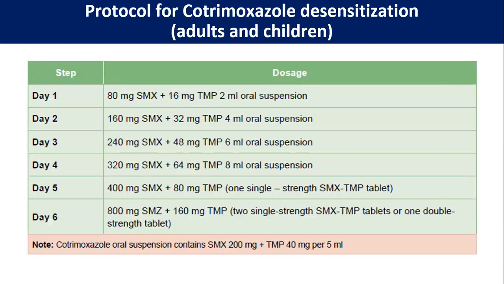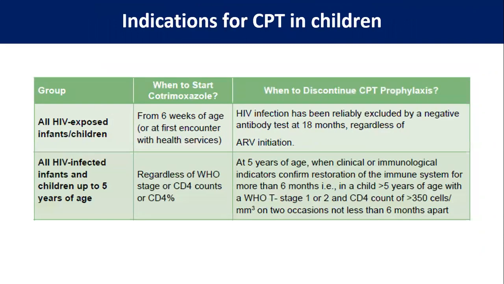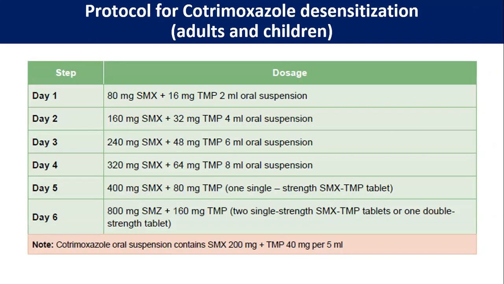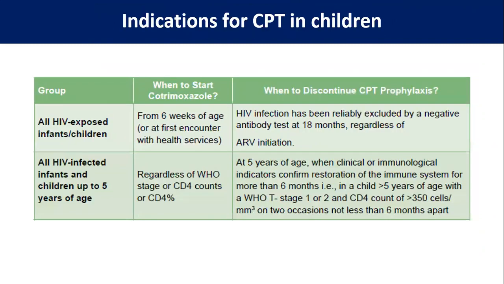The dose of desensitization is very simple. With the suspension of sulfamethoxazole 200 milligram and trimethoprim 40 milligram per ml, we can start with 2 ml on the first day, second day 4 ml, third day 6 ml, 4th day 8 ml, and on 5th day single strength, and on 6th day onwards double strength. But it is better to have this chart on the table, because at times our memory can fail us.